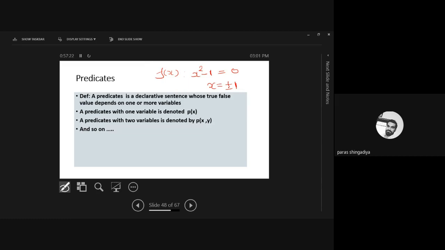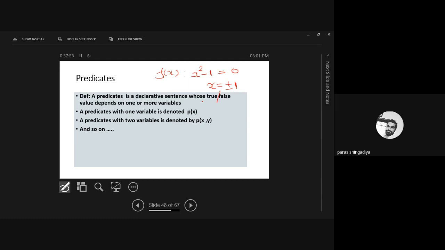So in our theory we call it a predicate. What is the definition? A predicate is a declarative sentence whose truth value, meaning true or false value, depends on one or more variables. Its truth value is true for some values, otherwise false. It depends on one or more variables, so that is called a predicate. Clear?